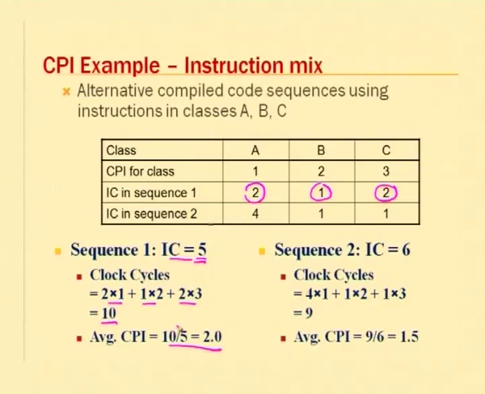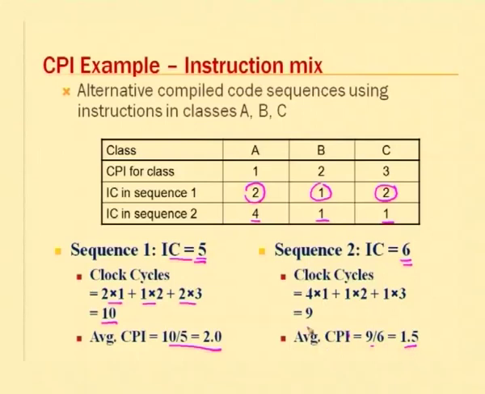Similarly, if I take another instruction sequence where I have 4 instructions of type A, 1 instruction of type B and 1 instruction of type C, what will be my instruction count here? The instruction count here will be 4 plus 1 plus 1, which is 6. The number of clock cycles it takes will be 4 into 1 plus 2 into 1 plus 3 into 1, so that will become 9. So, what will be the average CPI in this case? It will be the number of clock cycles divided by the instruction count, 9 divided by 6. So, you can see that the average CPI here will be 1.5.